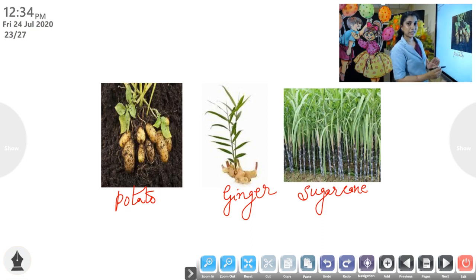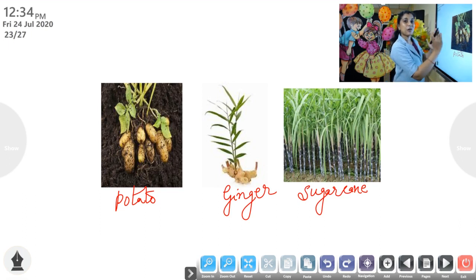See the first two pictures, potato and ginger. These are not the roots of the plant. Clear? These are the stems of the plant. Potato and ginger. These are the stems of the plant. This is known as underground stem, which you will learn about in higher classes.